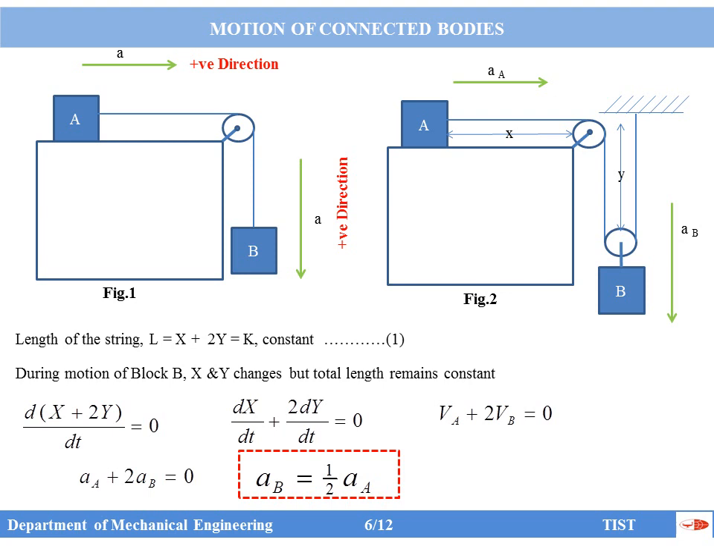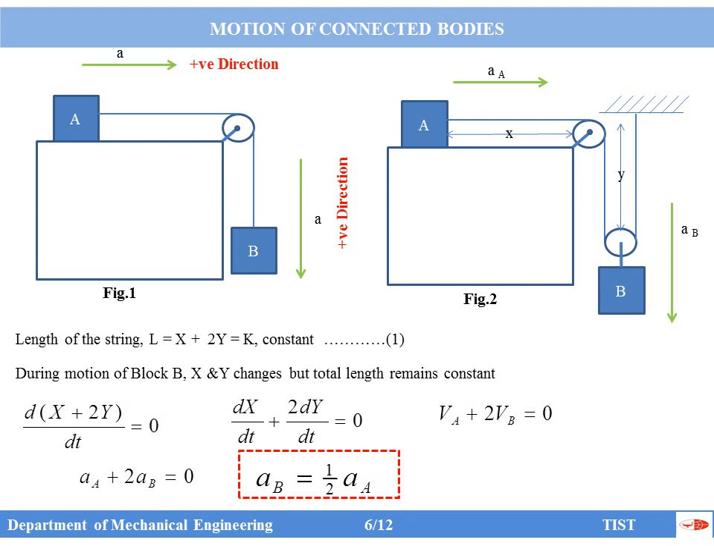Okay, the block B is connected with two strings, right? The block A is connected with only one string, so the block B is connected with two strings. So try to remember like this: if a block is connected with two strings, its acceleration is 1 by 2 of the acceleration of the block which is connected with one string. Okay, try to remember like that.